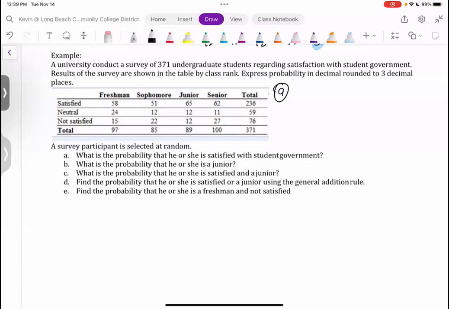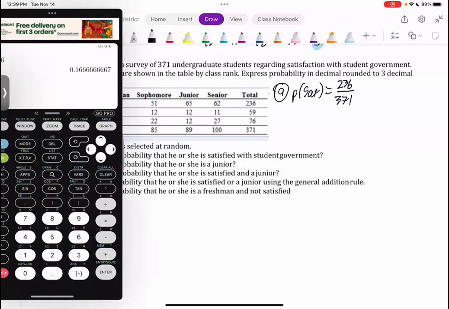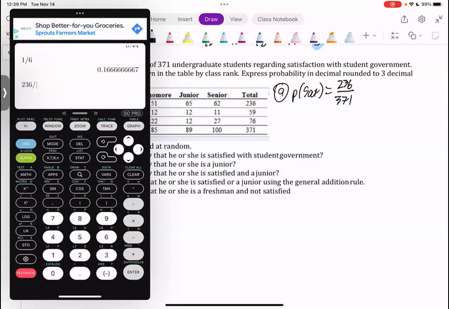So first off, what is the probability that he or she is satisfied with student government? So probability of satisfied, my denominator is 371. And how many total students are satisfied? That's 236. And it asks us to round this to 3 decimal places. So 236 divided by 371 is 0.636.